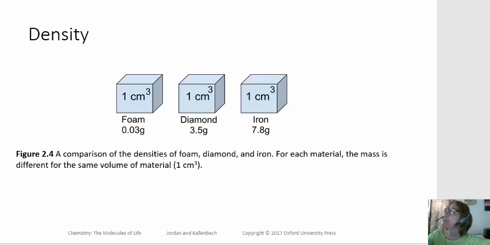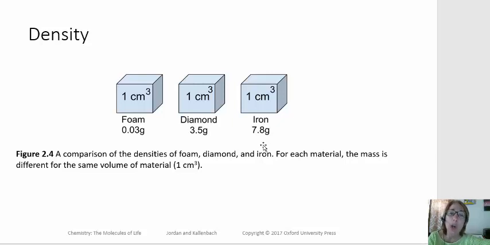So let's look at these three cubes. They all have the same volume, 1 centimeter cubed. They're each a cube with a side of 1 centimeter. And foam has a mass of 0.03 grams, diamond has a mass of 3.5 grams, and iron has a mass of 7.8 grams. So even though the volume is the same for each of these three substances, the mass is different, and so the density is going to be different, and density can be used to help us identify chemicals.